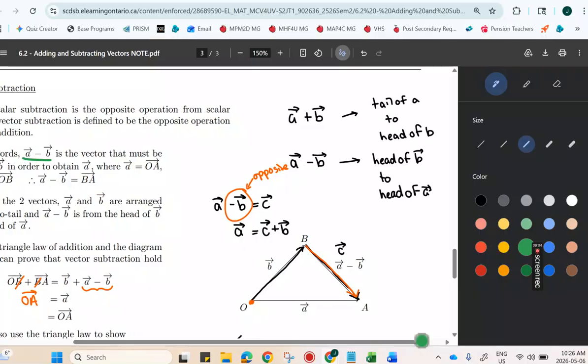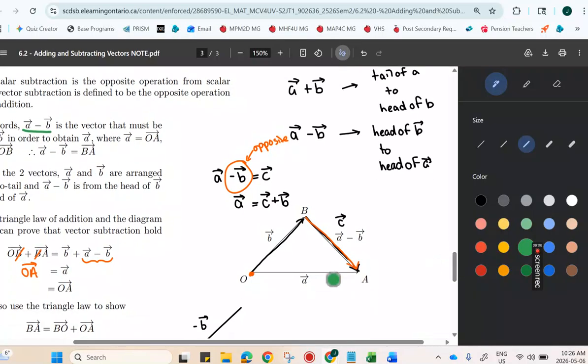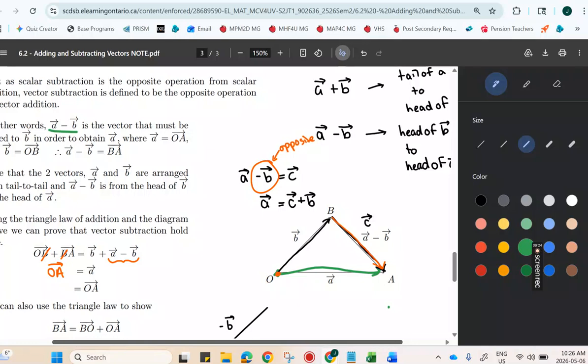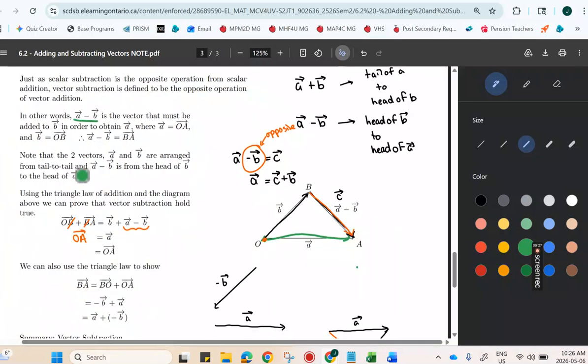Okay, so here we have vector B and vector A. So we've got two vectors tail to tail. Now, we're looking at vector A. Let me just try to see if I can fit all this on the same screen. Note that two vectors A and B are arranged from tail to tail. A minus B is from the head of B to the head of A. Well, why does that make sense?